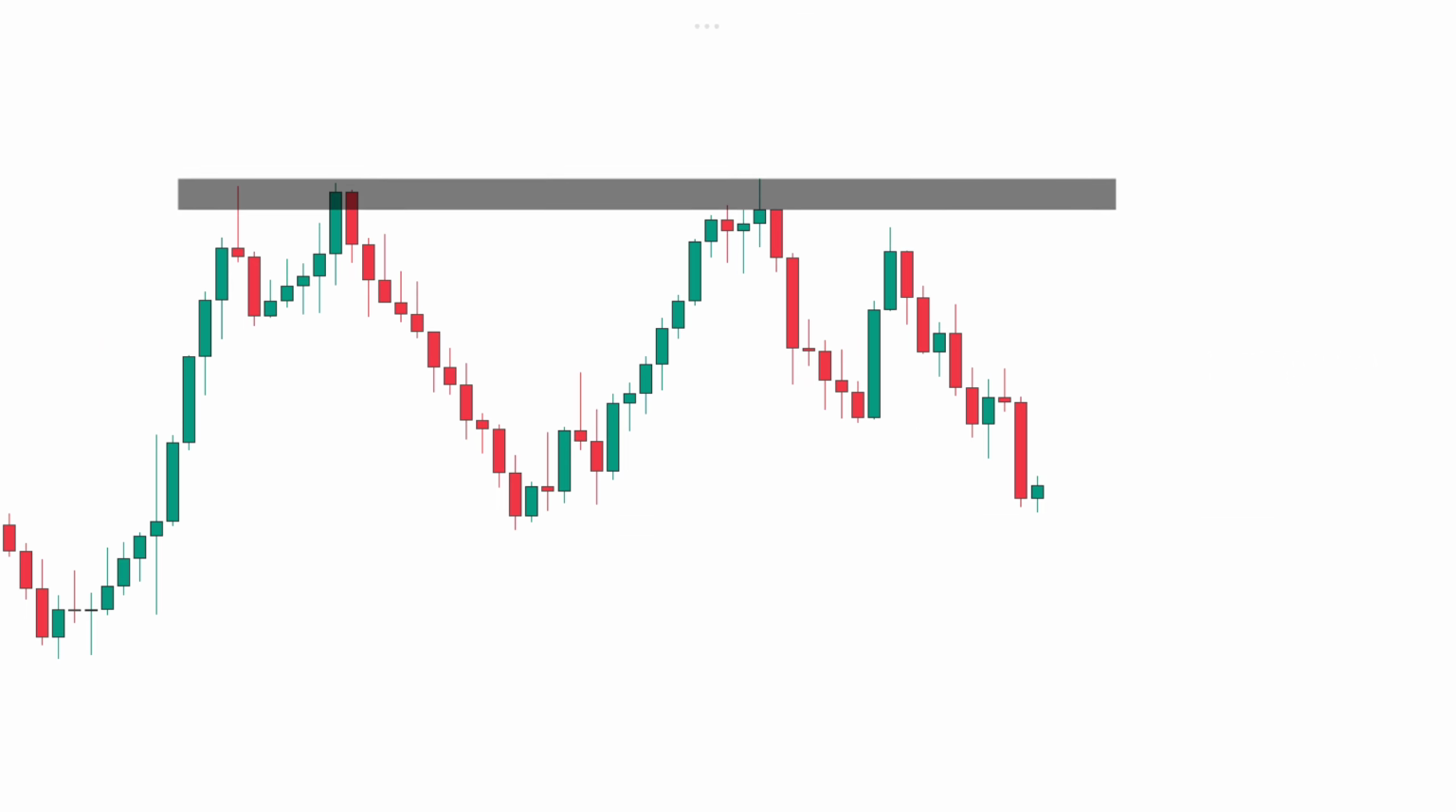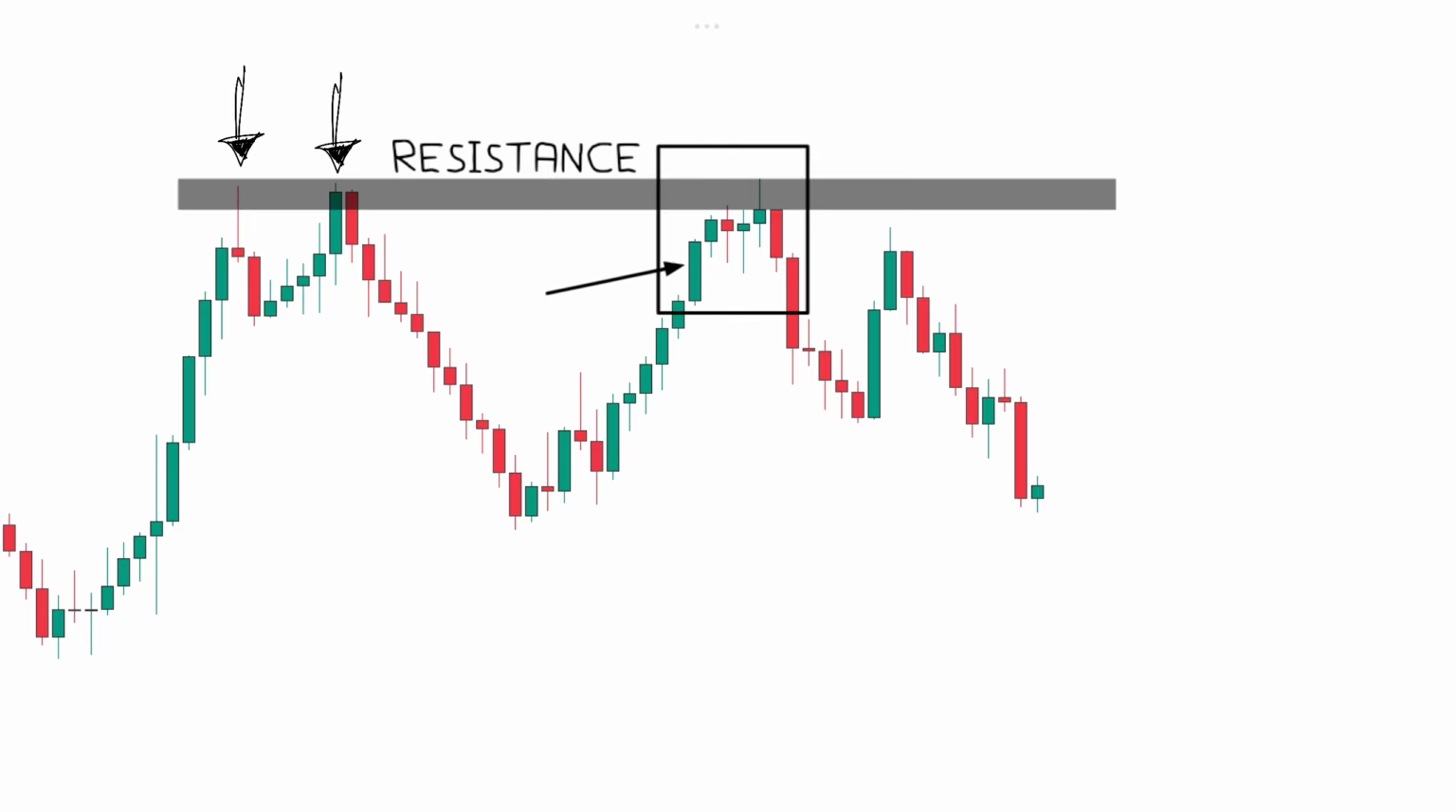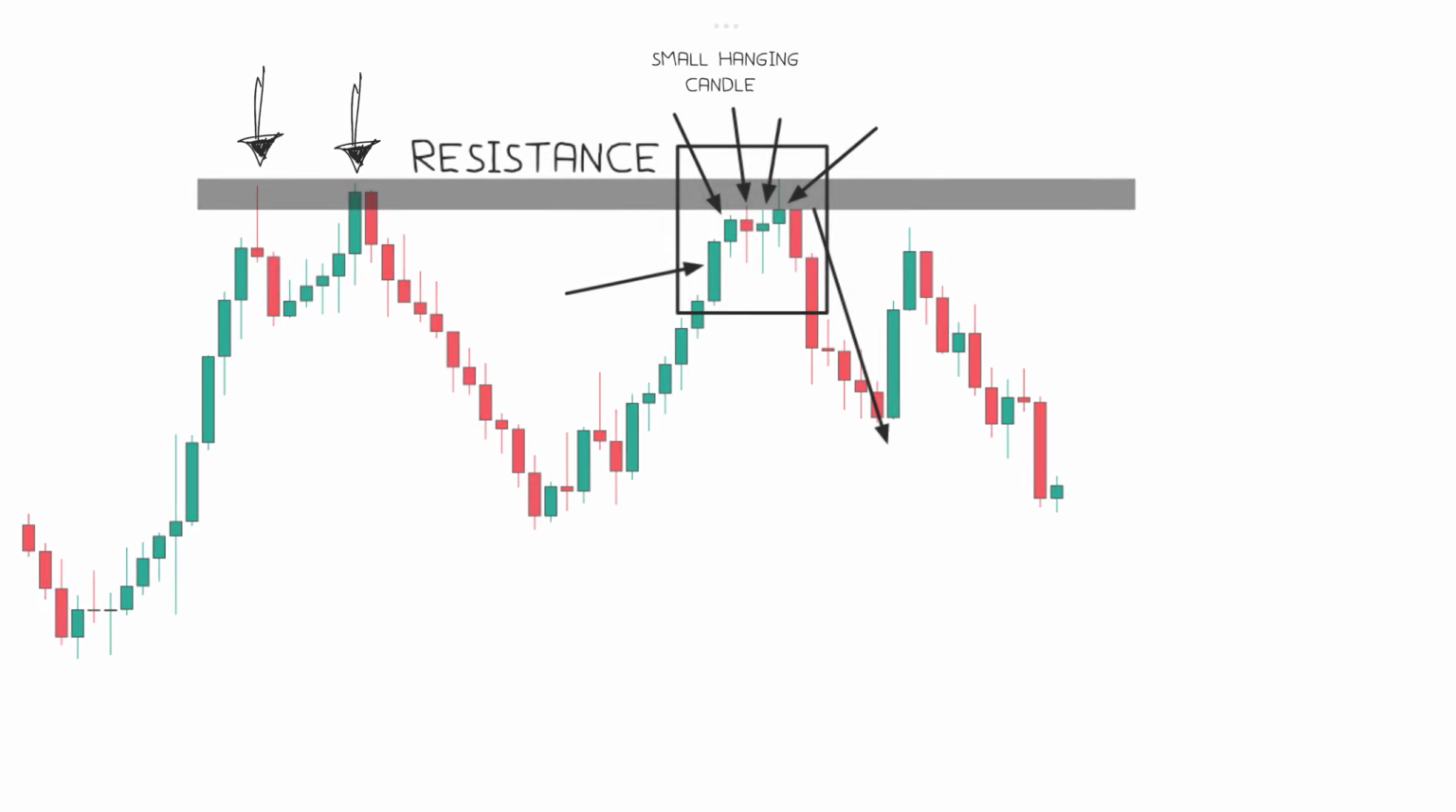Here's the Kiwi yen. As you can see, we have a double top here before price tanked down, making this a key level of resistance. Now, as price approaches this level of resistance again, look at how the candles start acting. We have a big candle, followed by a smaller candle, followed by a smaller red hanging candle, another hanging candle, and then a candle where the wick is rejecting this level of resistance before dropping down. This was another great trade opportunity.